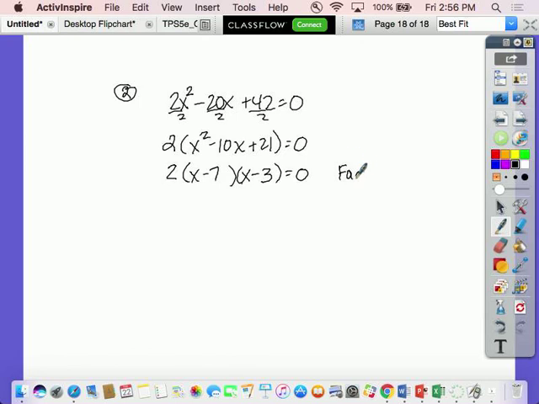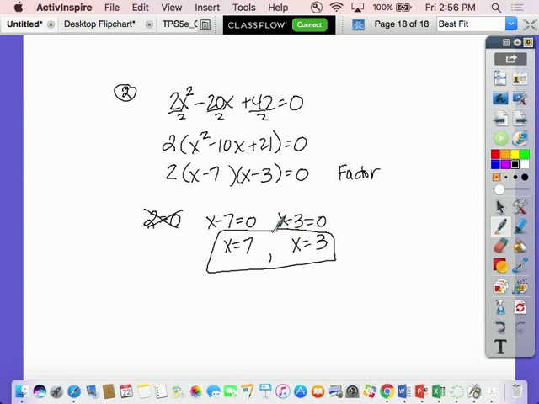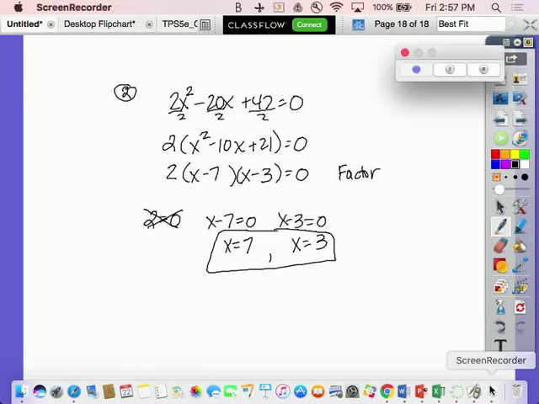So we factored. Now we're going to set each factor equal to 0. I put 2 equal to 0, but is 2 ever equal to 0? No. x minus 7 equals 0 gives us 7, and x minus 3 equals 0 gives us 3. So our answers are 7 and 3. So just take the opposite way.